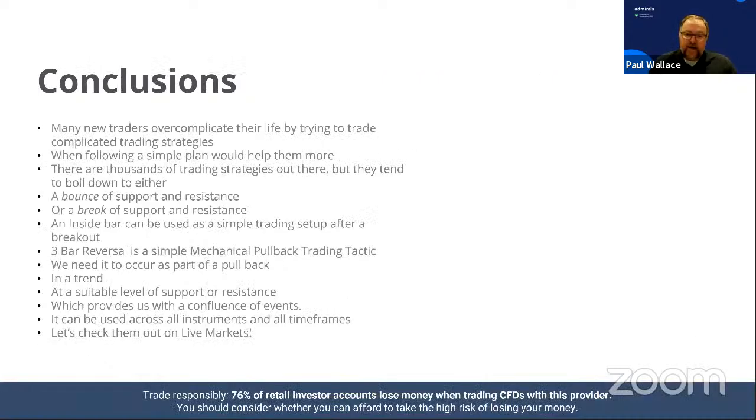In conclusion, many new traders try to overcomplicate their life by trying to trade complicated trading strategies, and following a very simple plan would help them more. There are thousands of trading strategies out there, but they tend to boil down to one of either a bounce off a level of support resistance or a break of a support resistance. An inside bar can be used as a simple trading setup after a breakout, and the 3-bar reversal is a simple mechanical pullback trading tactic. You need it to occur as part of a pullback in a trend at a suitable level of support resistance, which provides us with the confluence of events, and it can be used across all instruments and all time frames.